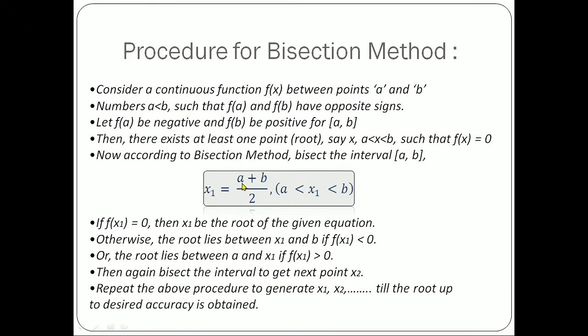Once you get the values of a and b, you can apply this formula, that is (a + b)/2. You can see this is the bisection of the range. Whatever value you get is the answer of the first iteration, and according to the requirement of the question we have to go for the number of iterations.